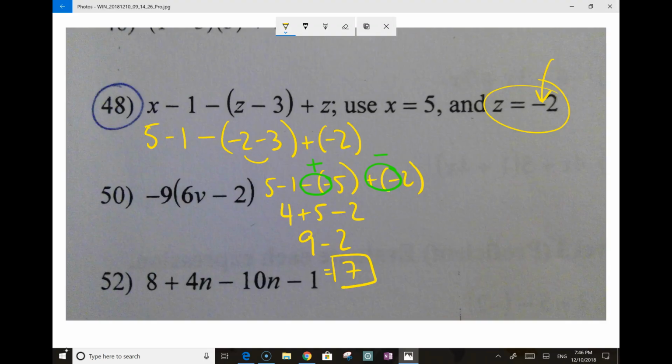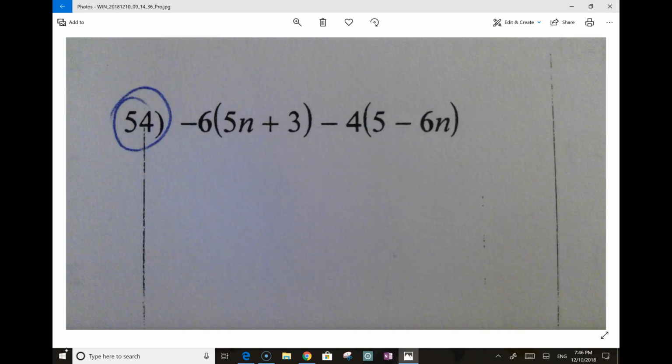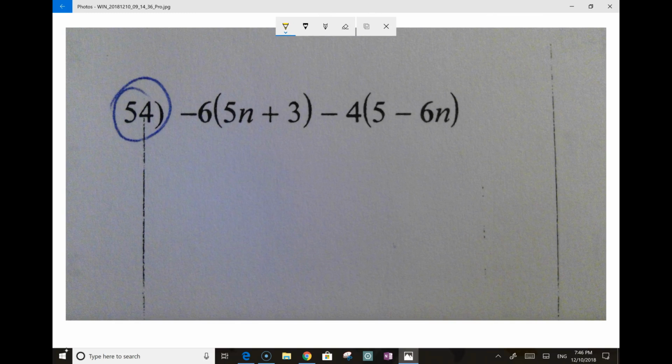All right, let's move on and look at the next question. So in this question, what I need to do is a couple of things. This is a task involving distribution and combining like terms. When you distribute, you want to be sure to include not only the number itself, but the sign of the number, especially when it's a negative. You want to be sure to include that with the number, because it is a package deal.